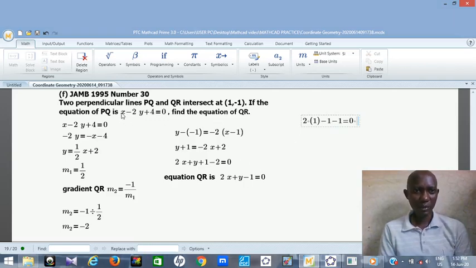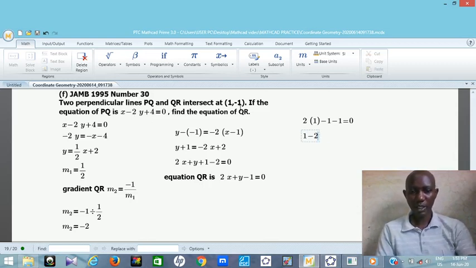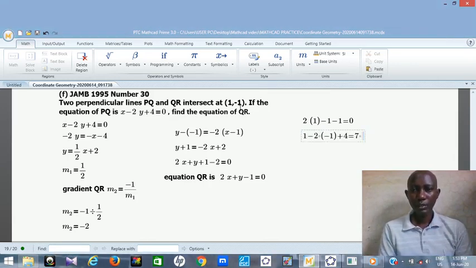But let me try it in this one. I'm looking at this question, there's a mistake somewhere in the question, but the answer we got is correct. All the steps are correct. You don't need to be worried or afraid. So when x is 1, I have 1 minus 2 times y, which is minus 1, in bracket, then plus 4. See, it's not giving us 0. It's giving us 7, and it's supposed to be 0.